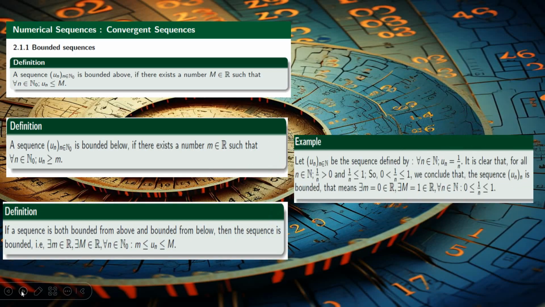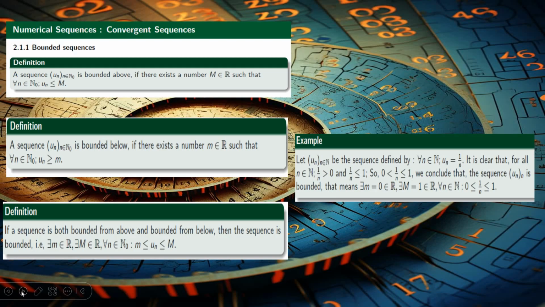Now we will consider the following sequence defined for all natural numbers n by the reciprocal of n. It's clear that each term of this sequence is strictly positive and is less than or equal to 1. So, we conclude that this sequence is bounded between 0 and 1.